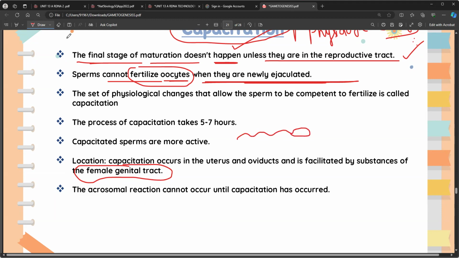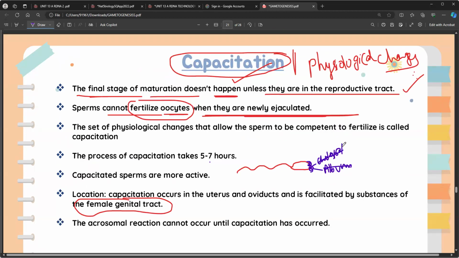Suppose this is the sperm head. Every single student, try to understand. On the head of the sperm, certain cholesterol molecules are present. Even on the head of the sperm, certain albumins are also present. Now, what is our ultimate goal? In order to make the sperm completely matured, we have to remove that albumin. We have to remove that cholesterol. So the removal of this albumin and cholesterol from the head of the sperm is what we generally call, friends, physiological changes. No point of getting confused.